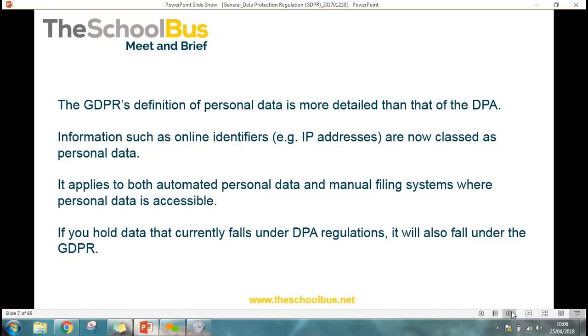Within a school environment, this is likely to be less of an issue than in a business or a social media-based environment. But there are still likelihoods that your web developers are potentially tracking IP addresses of people that are visiting your website. And that data is actually becoming under the guise and the remit now of GDPR.